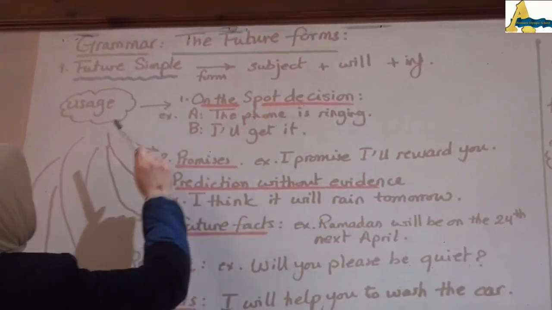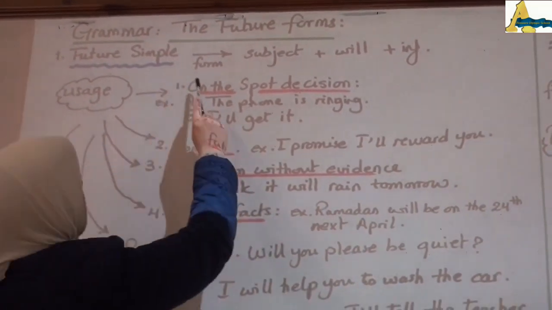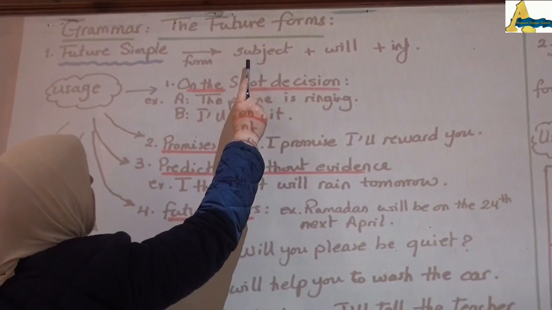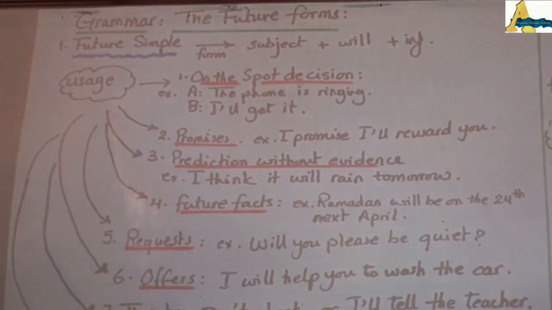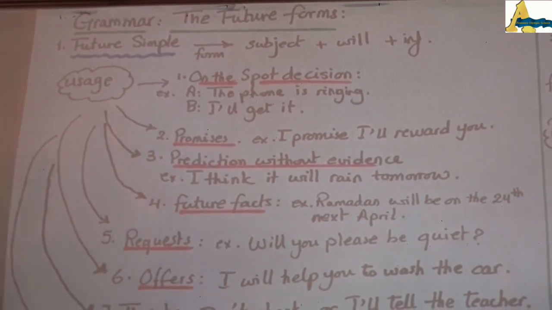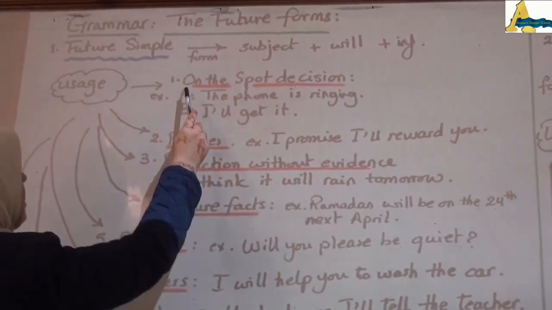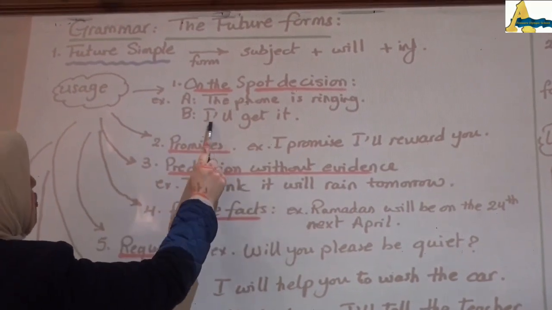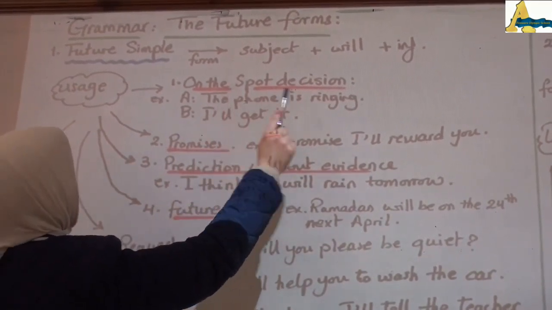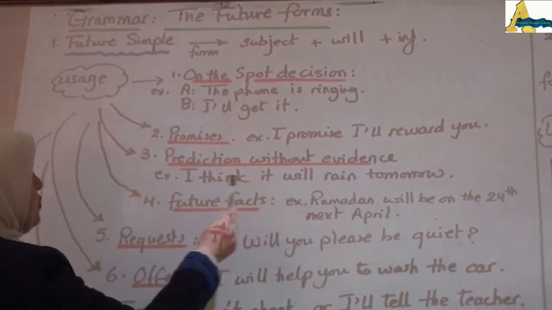The future forms here are supposed to be the future simple that is formed by using the subject, will, plus infinitive. The usage or the cases where I'm using this form of future: on the spot decision. For example, the phone is ringing. If there is a conversation between A and B, I'll get it, so I will get it. It's a quick decision or on-the-spot decision. Promises, I promise I will reward you.